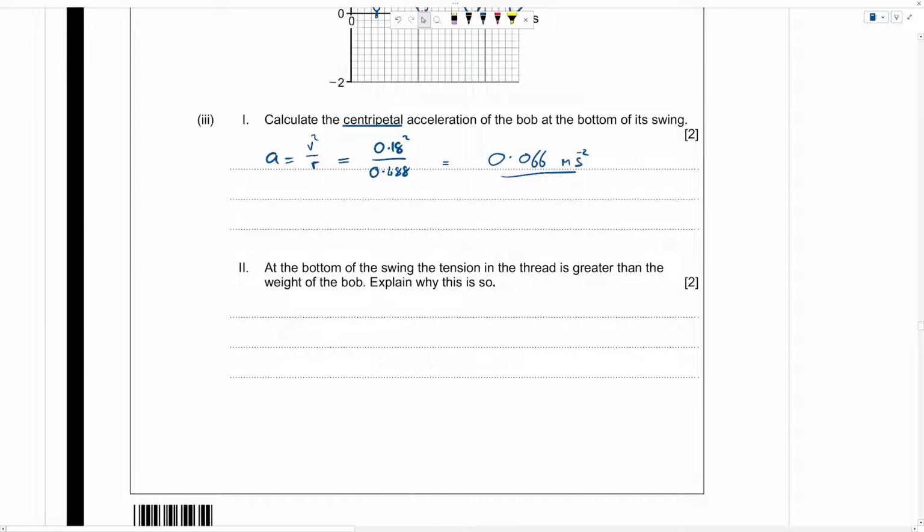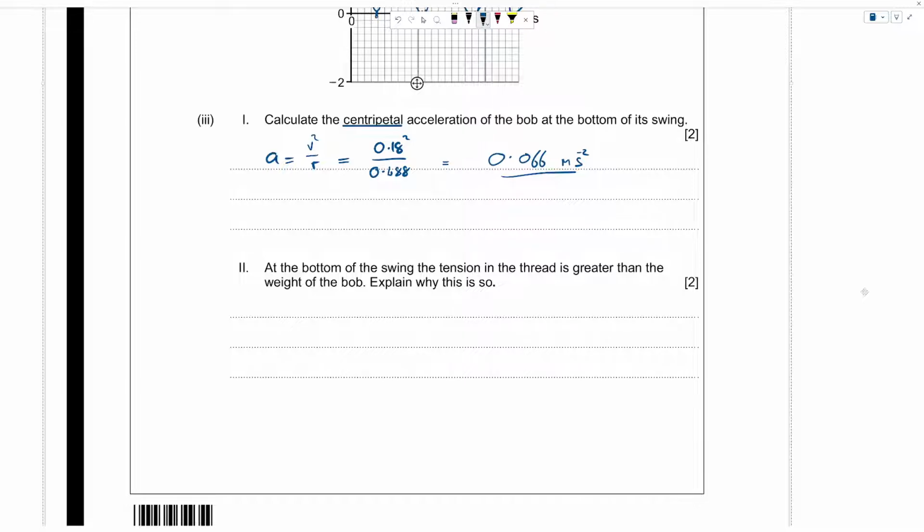At the bottom of the swing, the tension in the thread is greater than the weight of the bob. Explain why this is so. Well, this is the second part of this subsection, so that tells you that your answer is following on from the previous part.